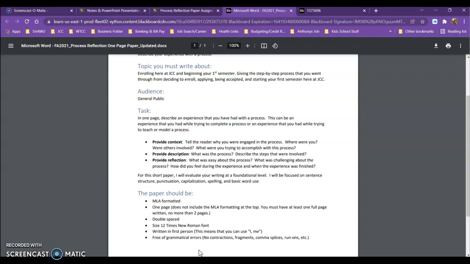Okay. I'm also going to be looking to make sure that your paper is free of grammatical errors. So no contractions, because this is a formal paper. No fragments, comma splices, run-ons, etc. So just make sure that you're checking for all these different things as you are writing your paper, right? But again, I'm still looking to see where you are, that type of thing.